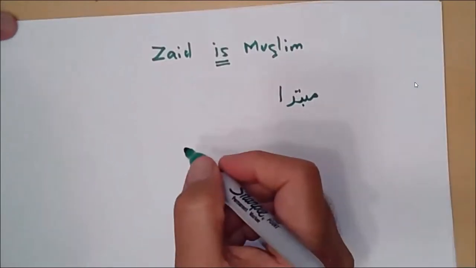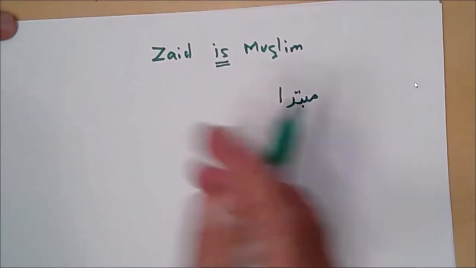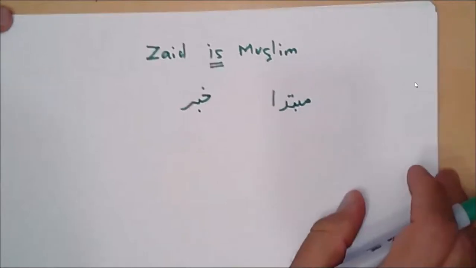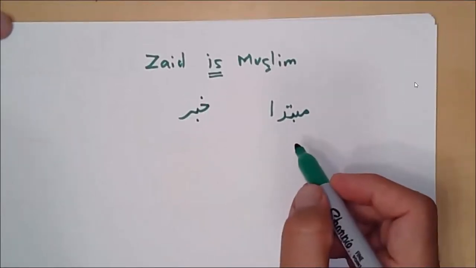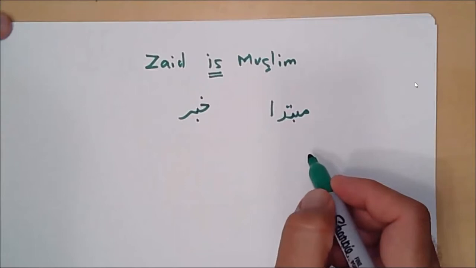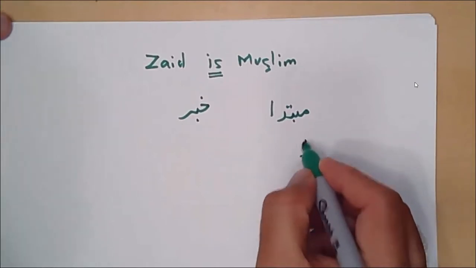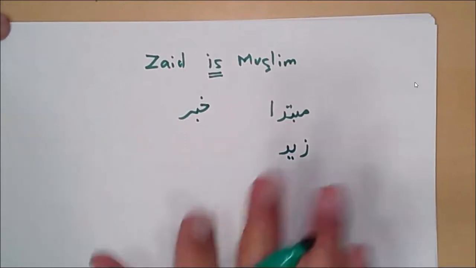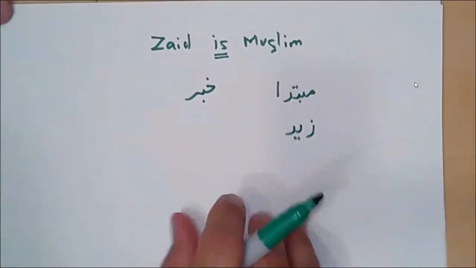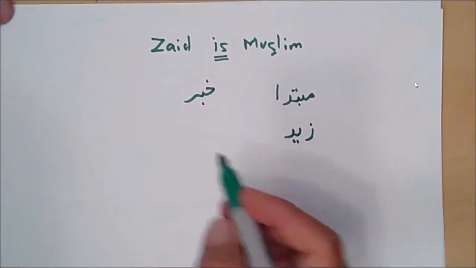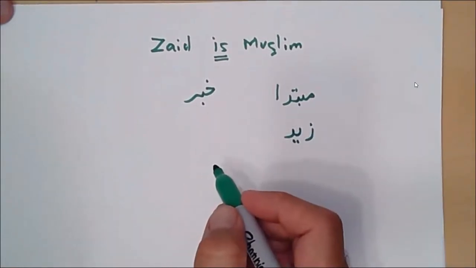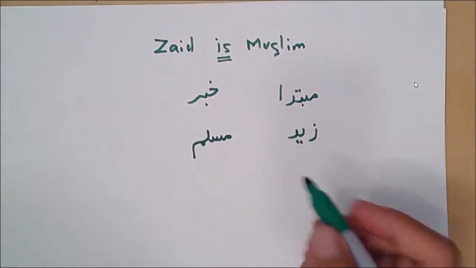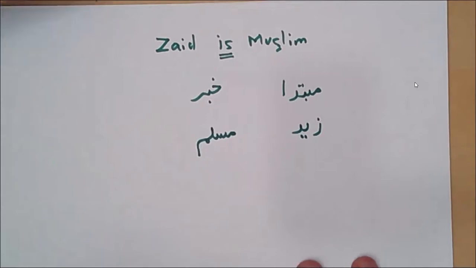When I'm making a sentence, I'm going to take a piece of paper in the beginning and separate the parts of the sentence first. So who is the mubtada in here? Zaid. So how do we write Zaid in Arabic? We write Zaid. Now stay with me, I'll write the haraka later. I just want to put the words first. Now what is the khabar? Muslim. Now let's apply these rules.